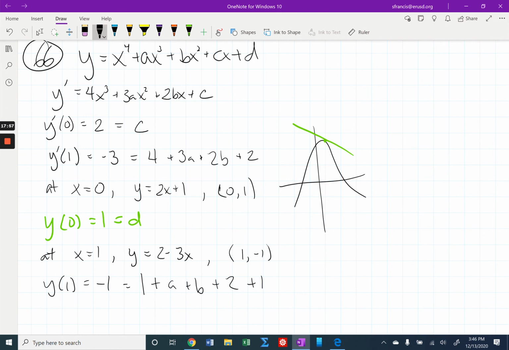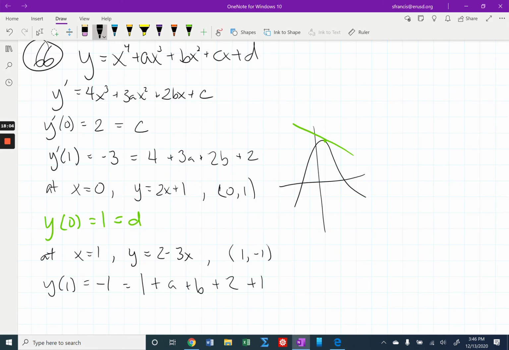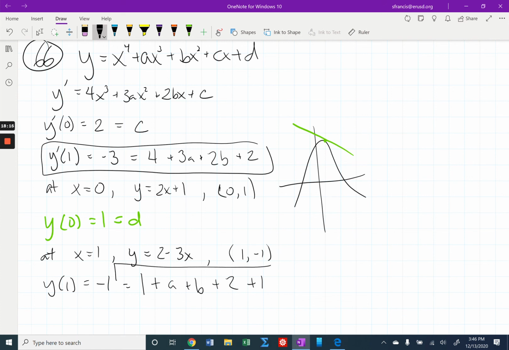Let me go back and look at the problem here. Oh, we have this equation up here. This is what I was forgetting. Between this equation and this equation right here, you're going to solve that system for a and b. I forgot we had that equation. So simplify, solve for a, solve for b. That's just algebra at that point.